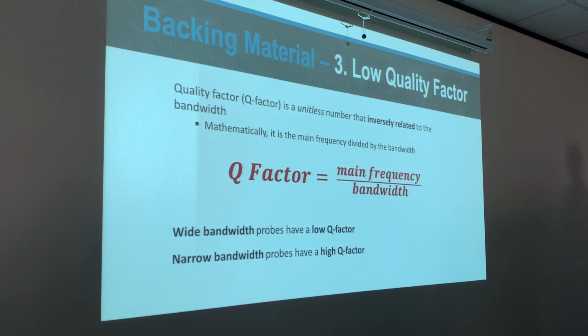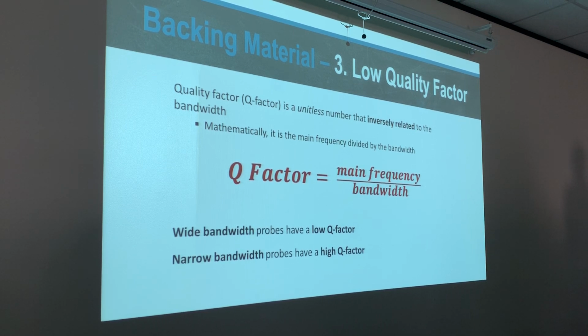I would love the damping layer just to stop the sound immediately. Unfortunately, with physics, that's just not how it works. We would love to have high quality factor and short pulses, because we would love for it to operate at its main frequency all the time. Unfortunately, that's not possible. So a shorter damping pulse provides a lower quality factor, which is more likely to be a diagnostic imaging probe. A longer undampened pulse has a higher quality factor because it's operating at the main frequency or very near to it.